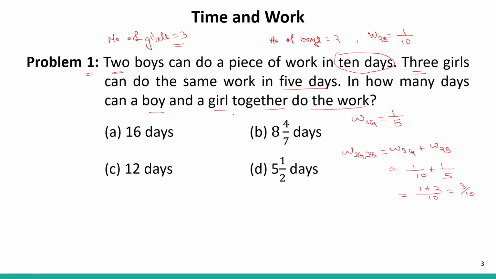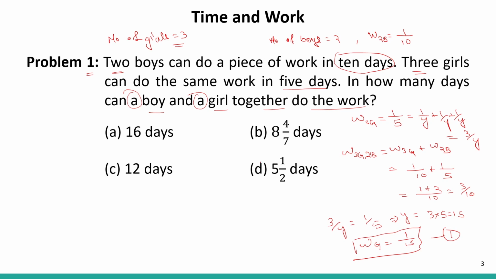Now it is asked in how many days can a boy and a girl together do the work. Here 'a boy' and 'a girl' is the crucial point. So if 3g is equal to this much, that is equal to 1 by y plus 1 by y plus 1 by y, so this will be equal to 3 by y. Given that 3 by y is equal to 1 by 5, this implies that y is equal to 3 into 5, that is 15 days. So Wg is equal to 1 by 15.